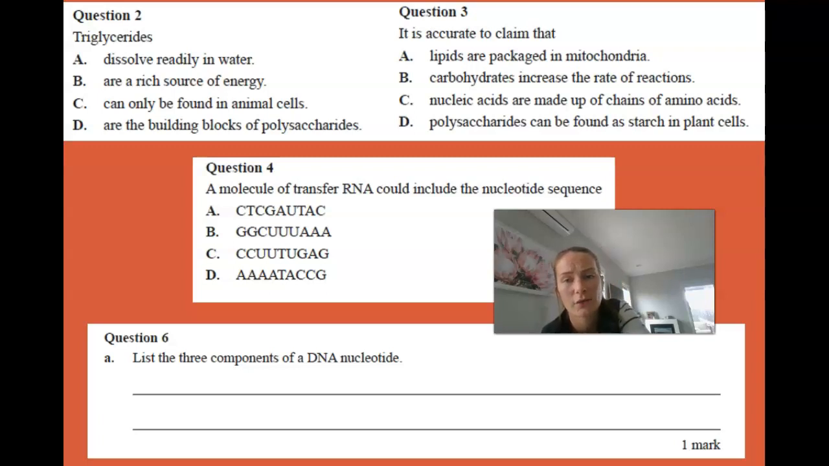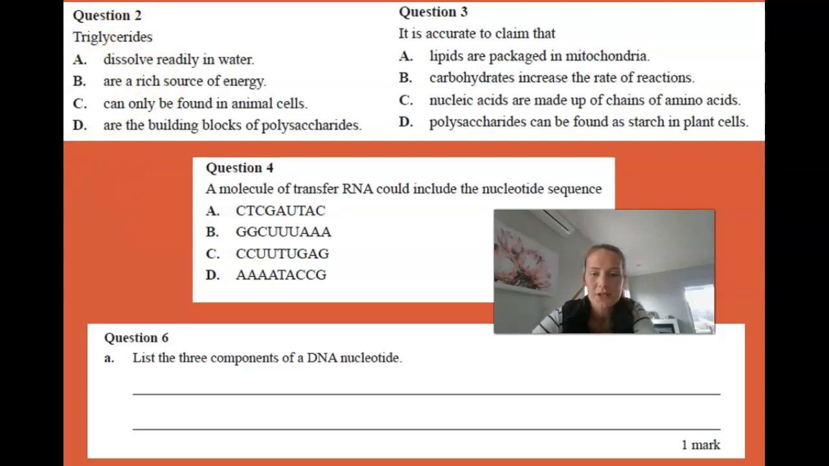Carbohydrates increase the rates of reaction. So it's talking about an enzyme there, and an enzyme is not a carbohydrate, it is a polypeptide. Nucleic acids are made up of chains of amino acids. Nucleic acids are made from nucleotides, so no again, which leaves us with D, which is hopefully right. Polysaccharides can be found as starch in plants. Good going, yes. Starch is a very good example of a large polysaccharide found in plants.